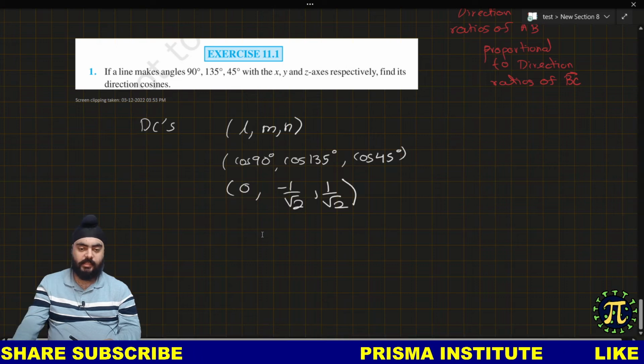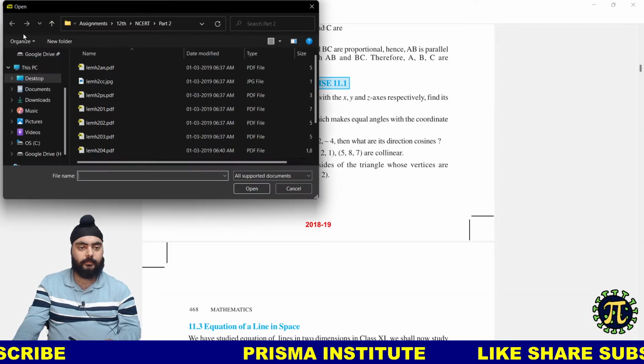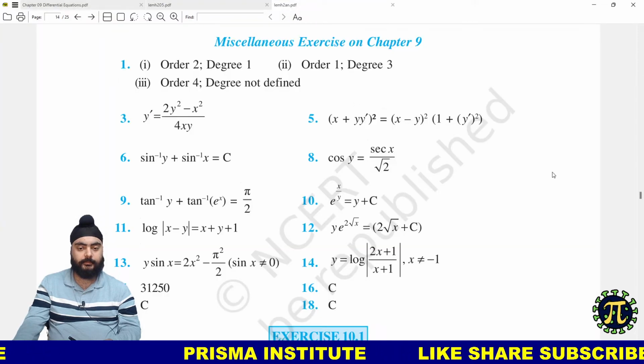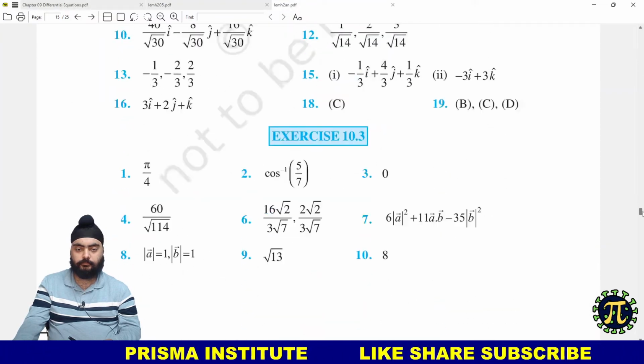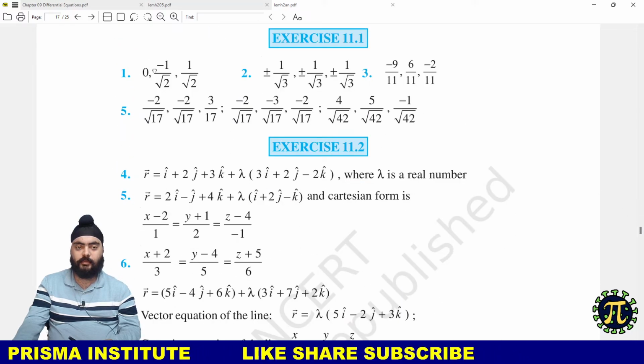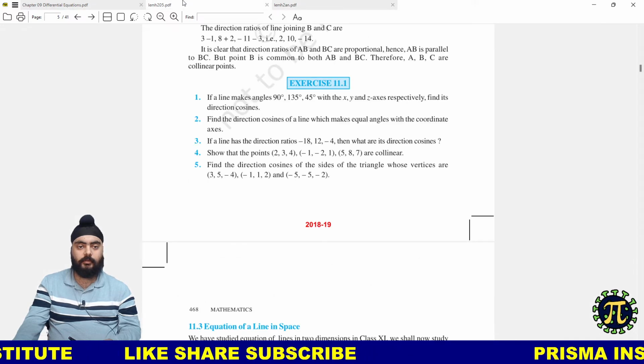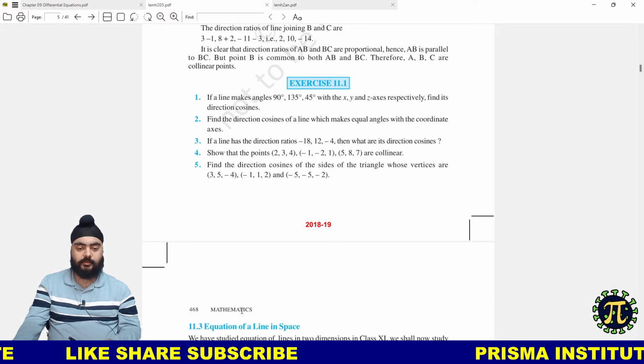So let's check the answer from the back side of the book. Here are 0, minus 1 by root 2 and plus 1 by root 2. So let's move to the second question.